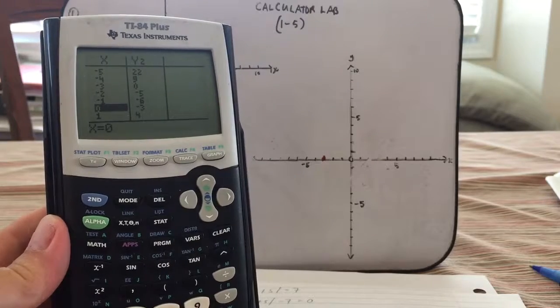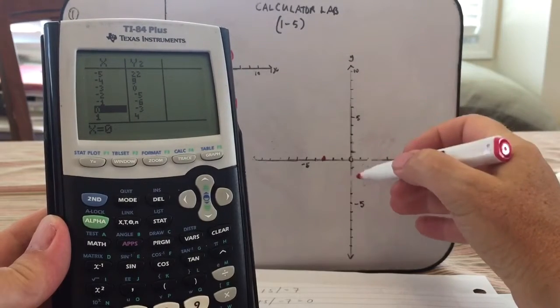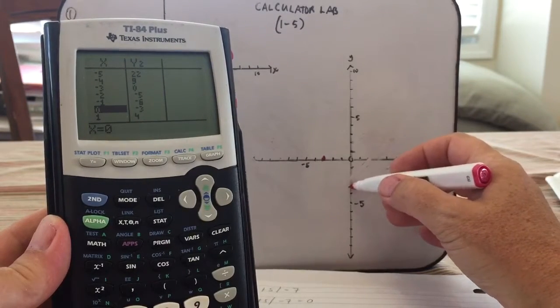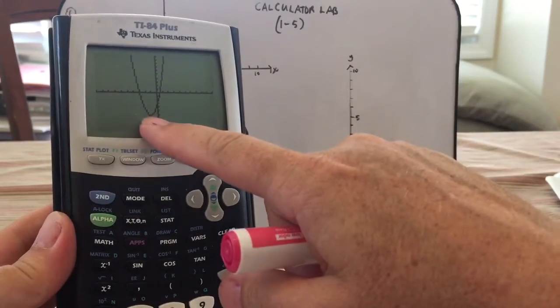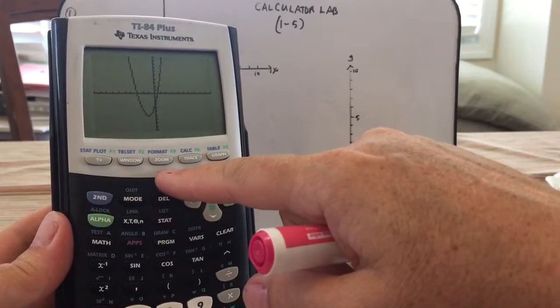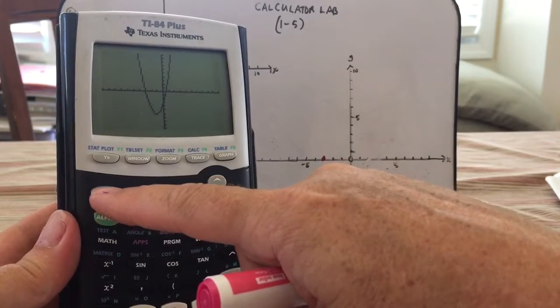Point to graph. But I also know at 0, y is -3, right about there. But I know I have a turning point down here somewhere, right? Didn't we have a turning point over here somewhere? I can actually find that. I'll show you real quick how to find that turning point.